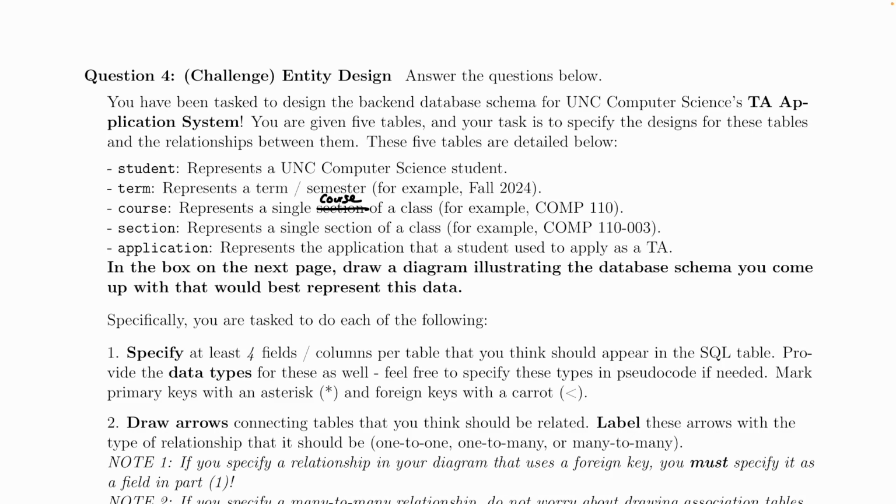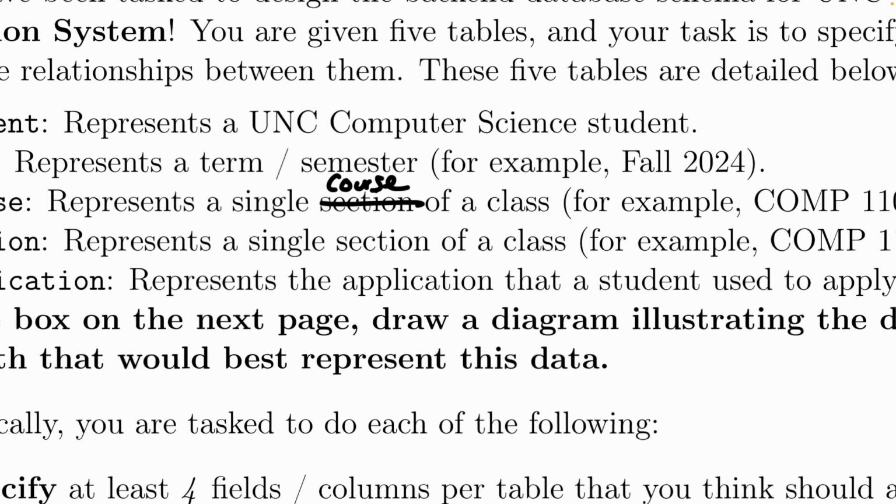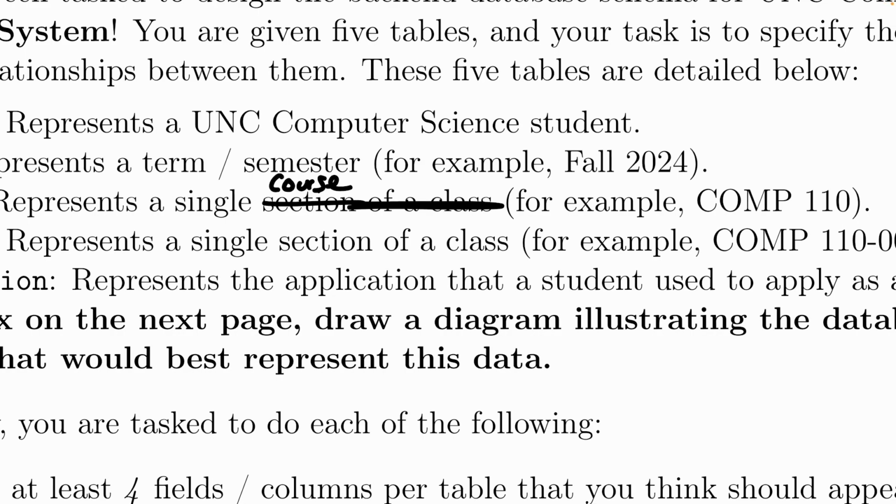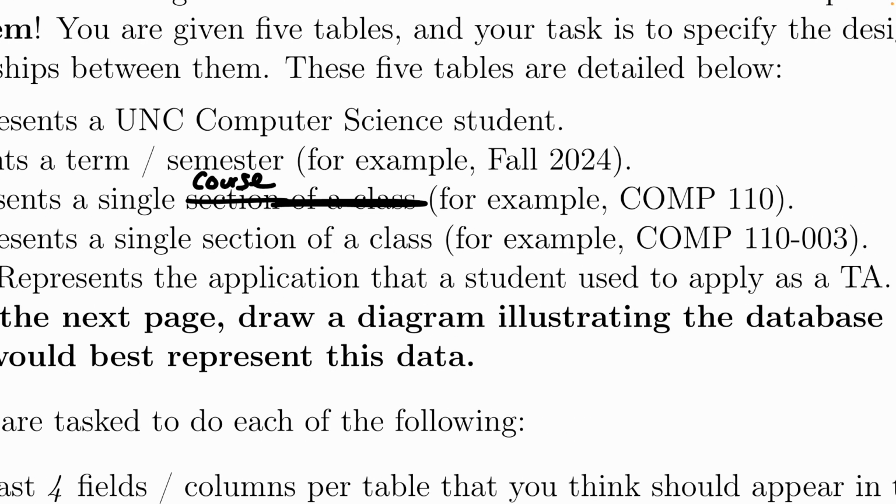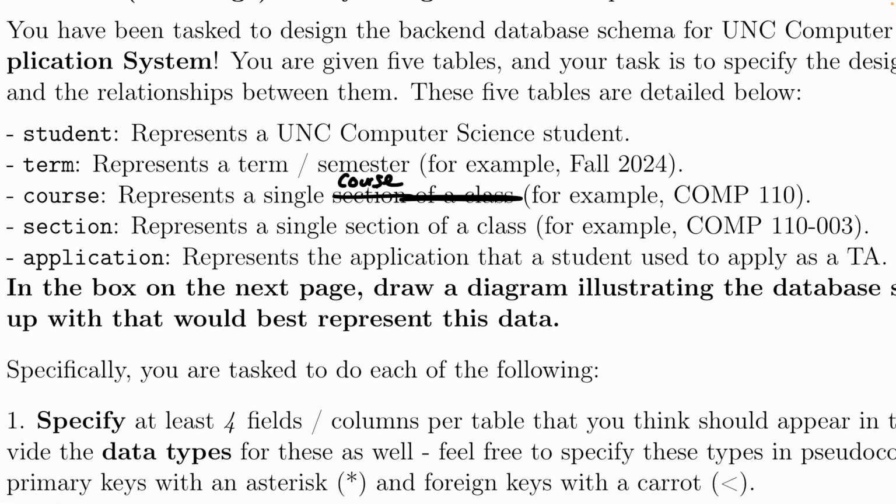And then there's a typo here. So this is course, represents a single course. I guess "for a class" is also part of the typo, right? So single course. So that would be like Comp 110 or Comp 423, Comp 311, etc. And then we also have a single section for the class.